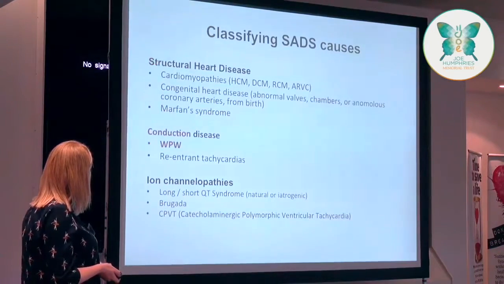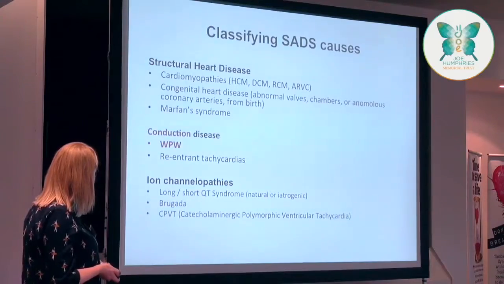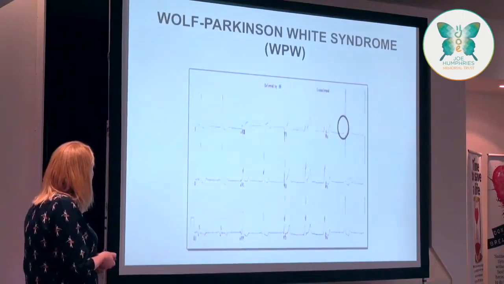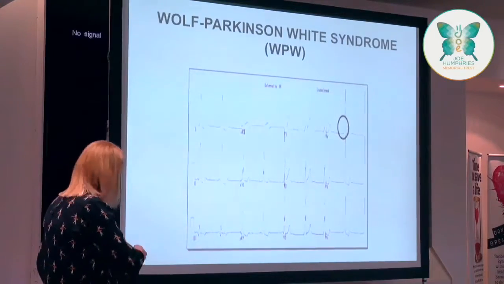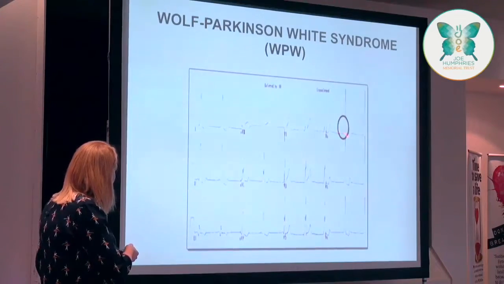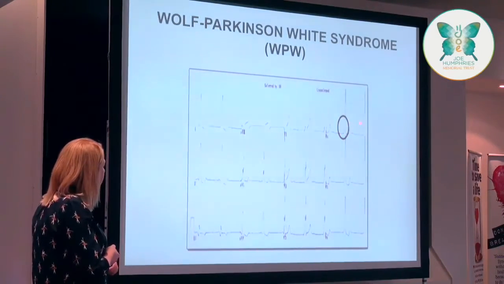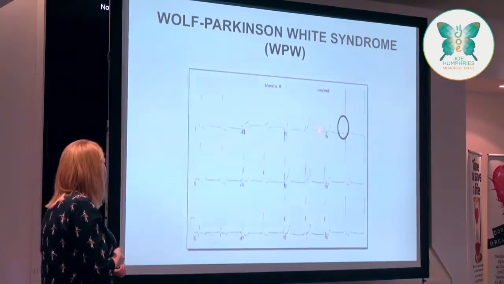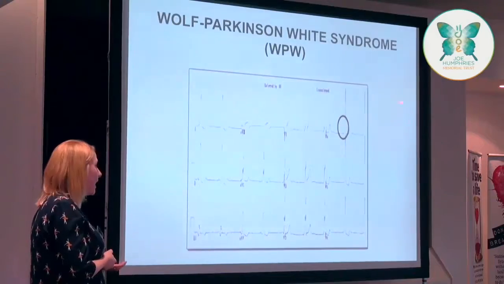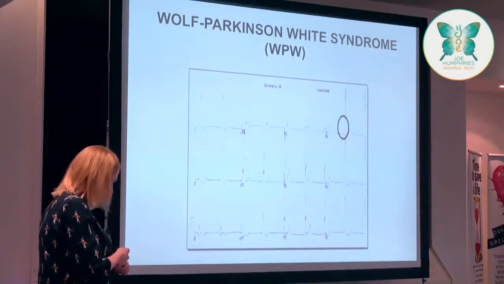Okay, so we're moving on to conduction disease. So Wolff-Parkinson-White, and we've also got congenital tachycardia. I think we've got an ECG here. So in Wolff-Parkinson-White, you can see you get the shortened PR interval, what we call the delta wave, which basically tells us that we have an accessory pathway, a different conduction system through the heart, and they often present to A&E or places like that with palpitations.